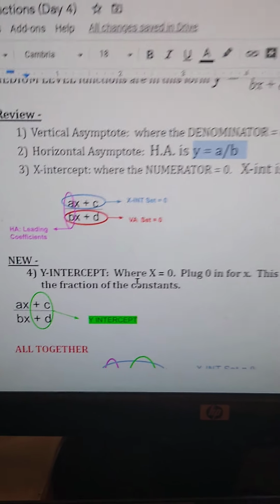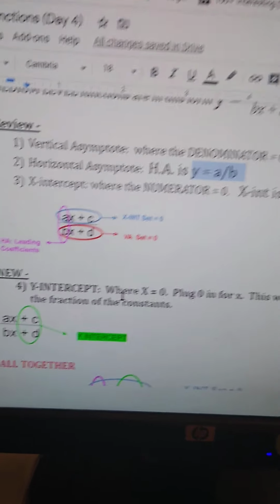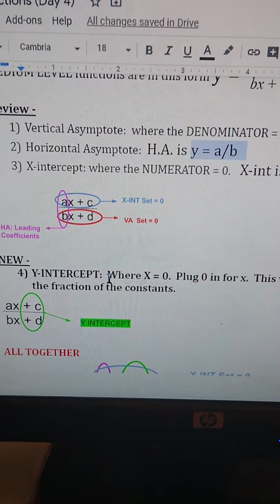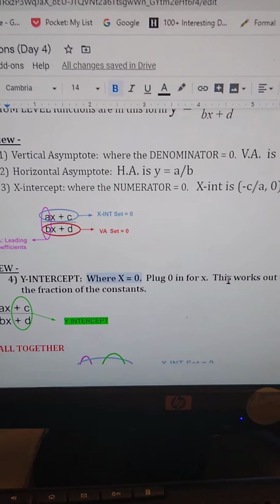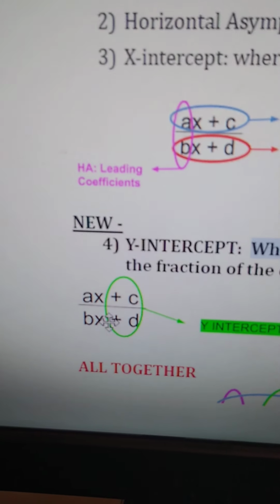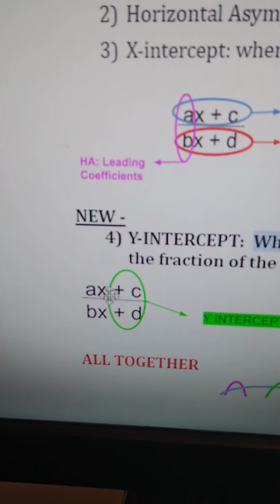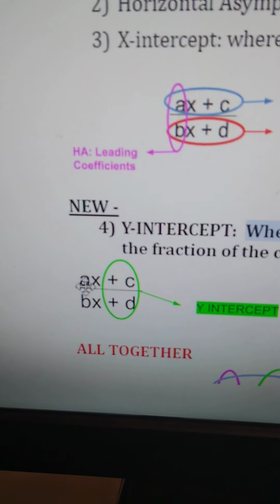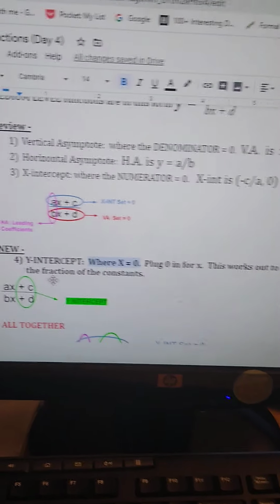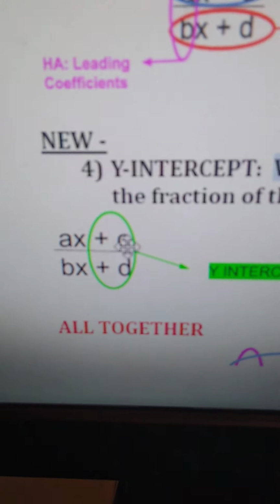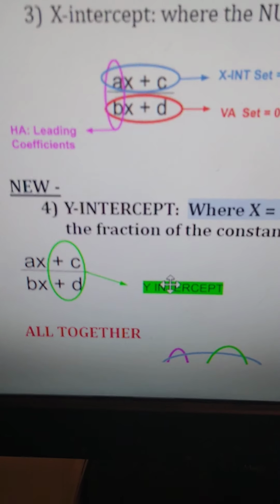So we're going to add in the y-intercept now, and the y-intercept is the same as it's been since Algebra 1, and the y-intercept exists when x equals 0. So if I plug 0 in for x, and if we look at the format, if 0 goes in for x here and here, anything times 0 would just become 0. So in essence, we end up just looking at the constants. So it works out to be the constants in the fraction. So this fraction c over d ends up being your y-intercept.